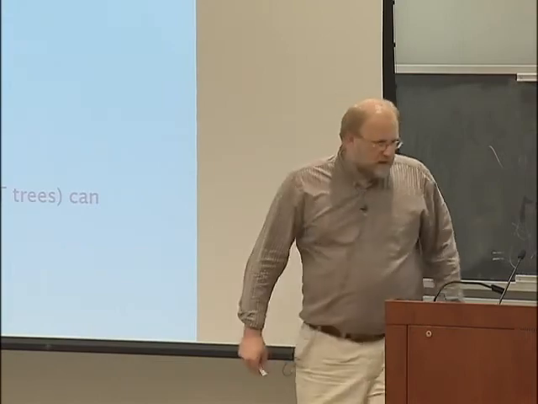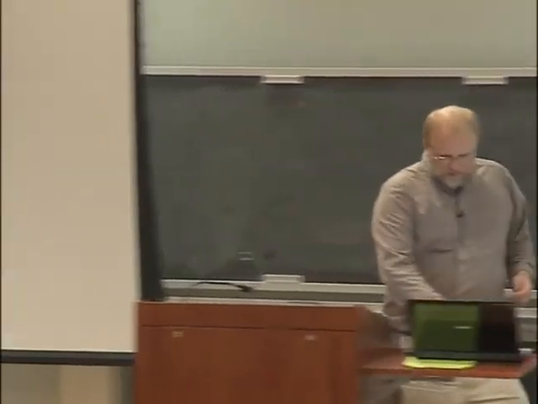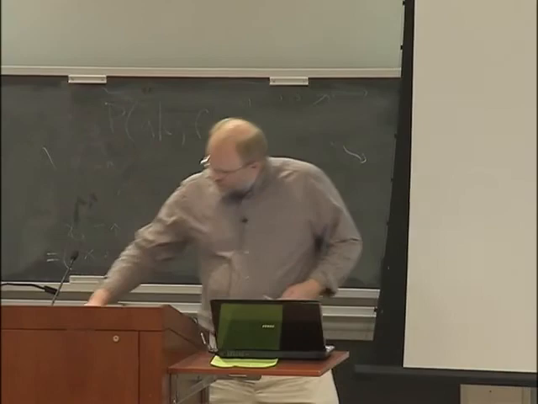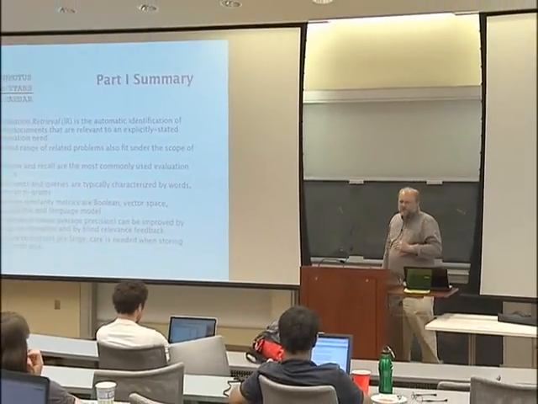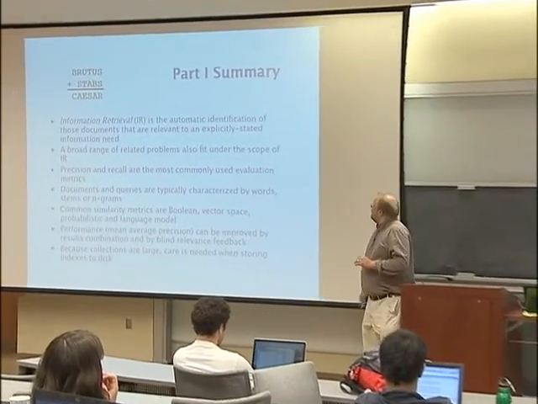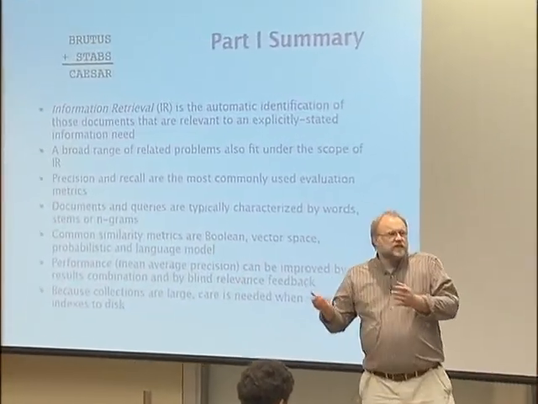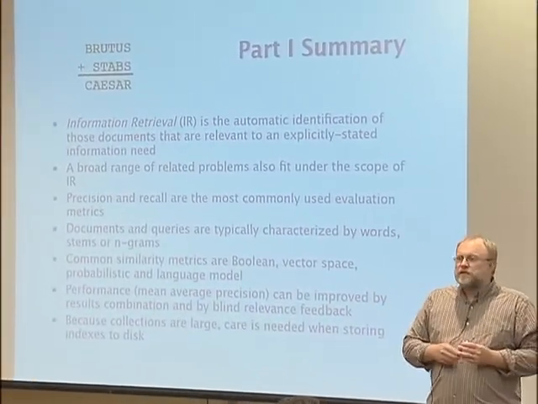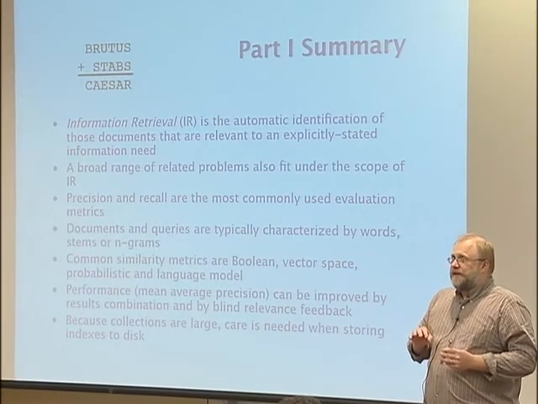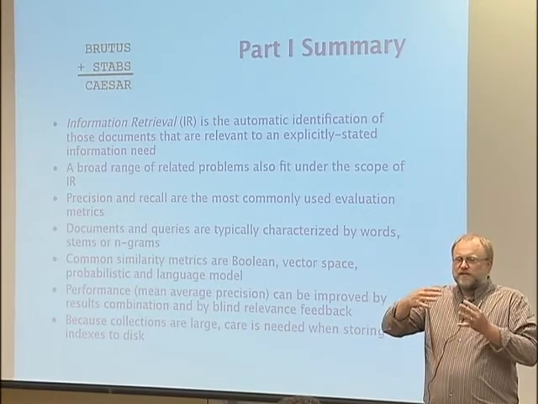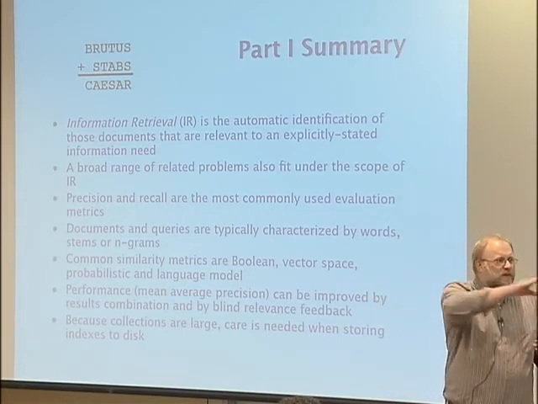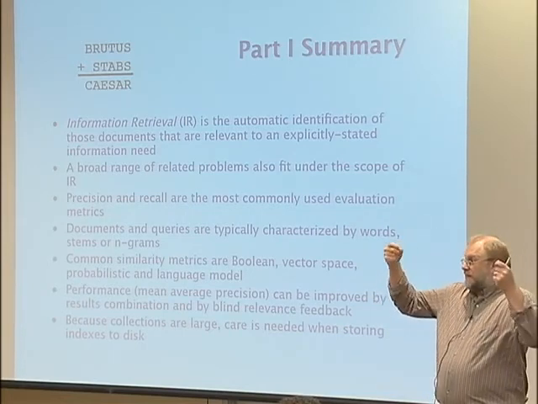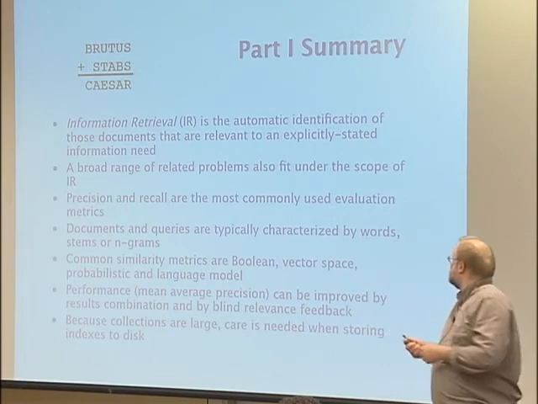Okay, so I think I will probably not go on there. Let me just summarize what we've learned. Information retrieval is the automatic identification of documents that are relevant to an explicitly stated information need. This is our substitute for the user, right? We don't have a user. The user has said, here's an information need. They've written it in language, and that's what we're going for.